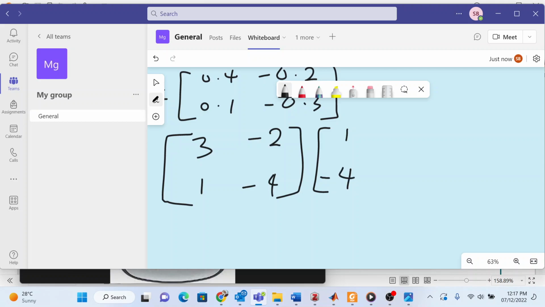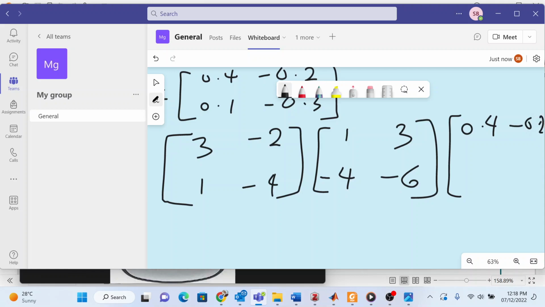You don't need to sweat at all. It's very simple. Then the third one is the P, which is this one that we obtained just now, right? So it's going to be 0.4, minus 0.2, then 0.1, then minus 0.3.